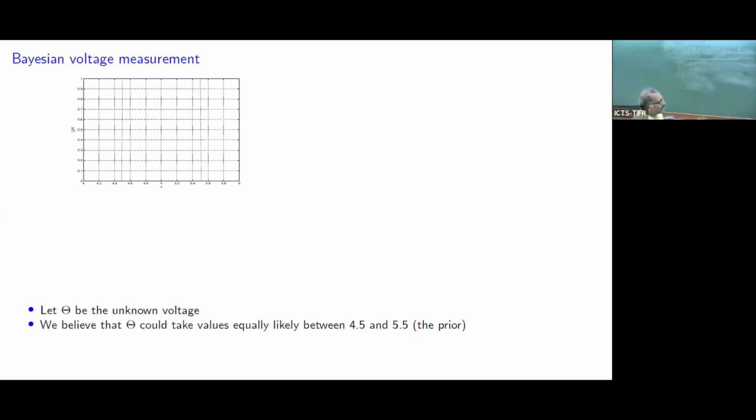When we start out, we don't know anything about what this voltage is. So we assume a prior on this. We say that the voltage can be anywhere between 4.5 and 5.5 volts, but we don't really know. So we say it's equally likely to be any value between these. We are encoding that as this prior distribution, which looks like this.